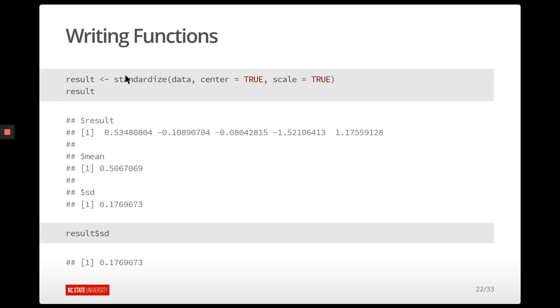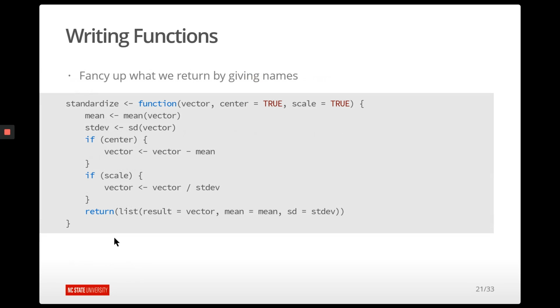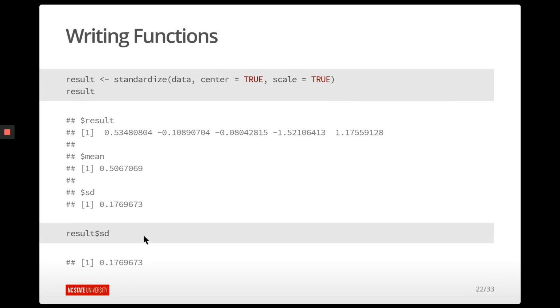So now I run that same code and I look at result, and it's way more informative in terms of what we get back. And not only that, but I can use that $ notation with the completion that RStudio gives you to look at the different list elements that are returned. So that's a really useful thing to do, return a named list for your function.